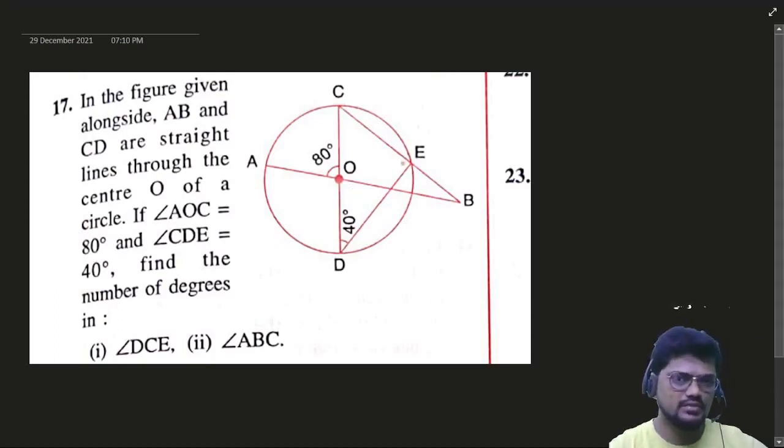DCE will be 50. Why? Because we know it will be a right angle. DC is a diameter, so this angle will be 90 and this angle will be 50, because of the angle sum property of a triangle, simple. Now what will be this angle?